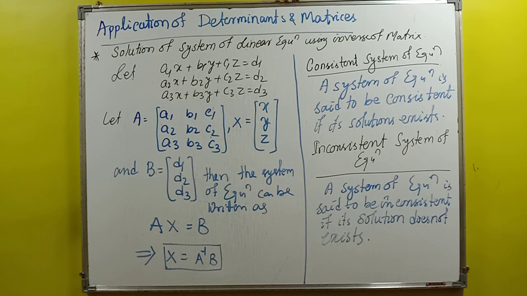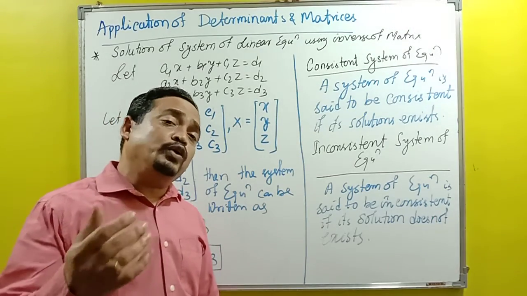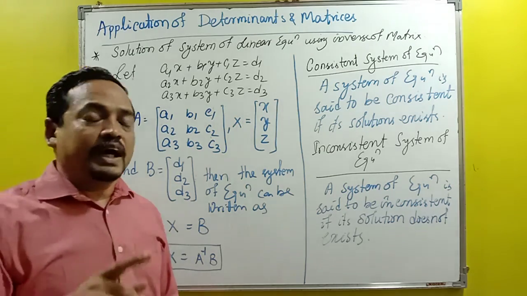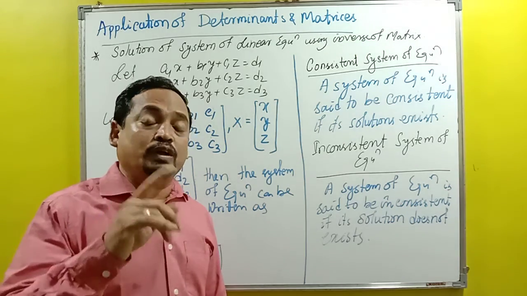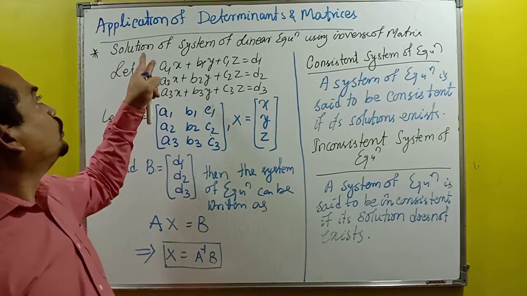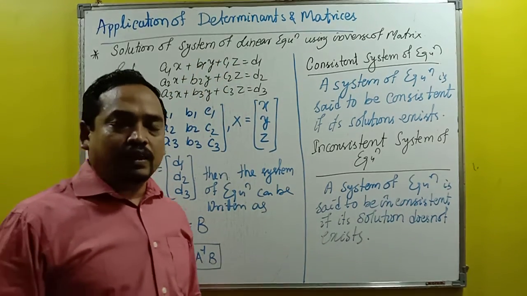Now let us discuss applications of determinants and matrices. It has very important applications, as we have studied all the concepts and basic things of determinants and matrices. Now how to apply it, where it will be applicable. In the beginning of determinants, I had explained the linear system of equations. So the first application is the solution of a system of linear equations using the inverse of a matrix.